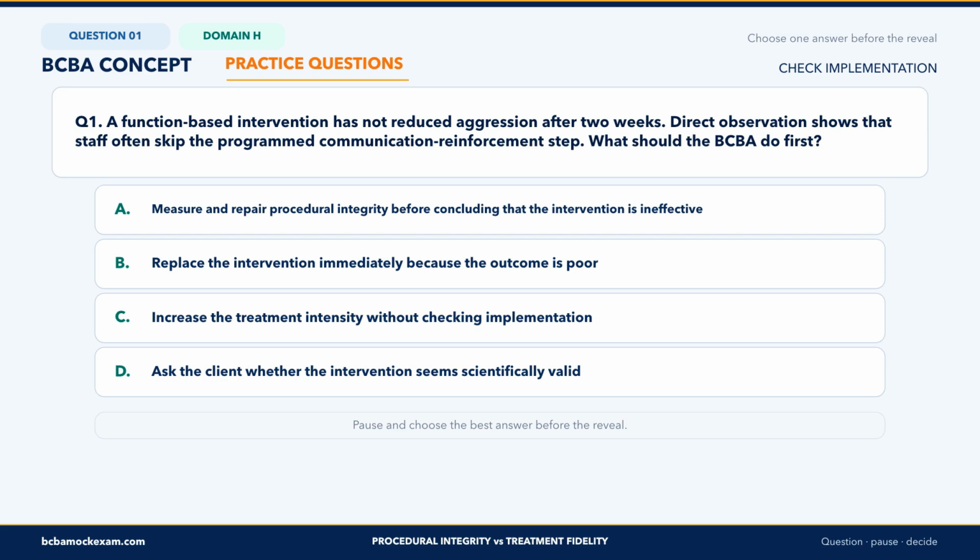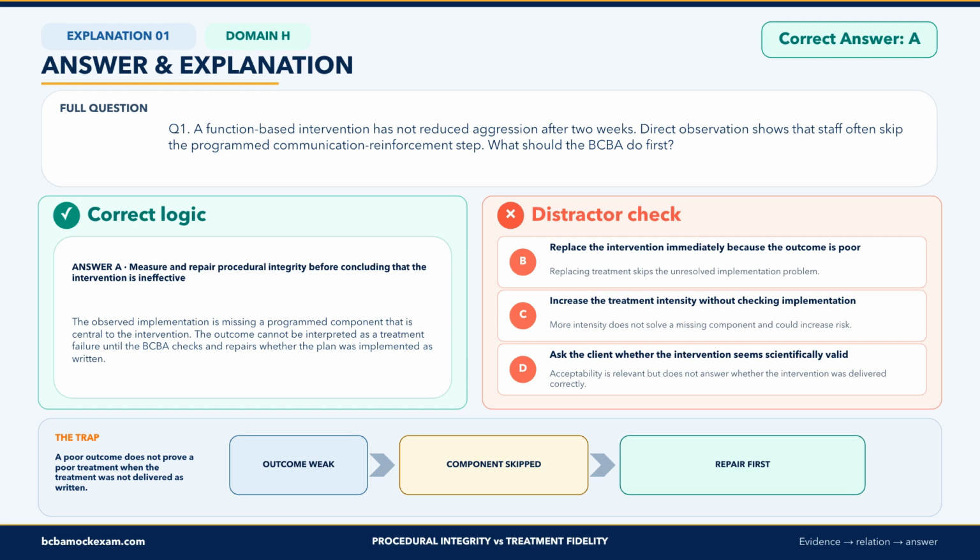B. Replace the intervention immediately because the outcome is poor. C. Increase the treatment intensity without checking implementation. D. Ask the client whether the intervention seems scientifically valid. Pause and name the decisive relation before you choose. Choose A. Measure and repair procedural integrity before concluding that the intervention is ineffective.